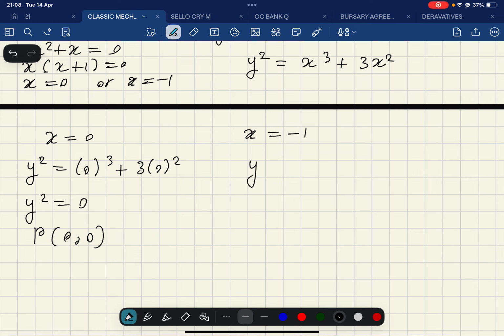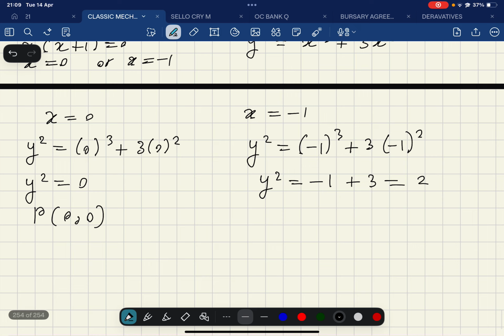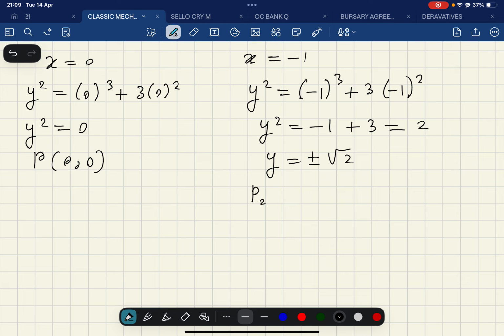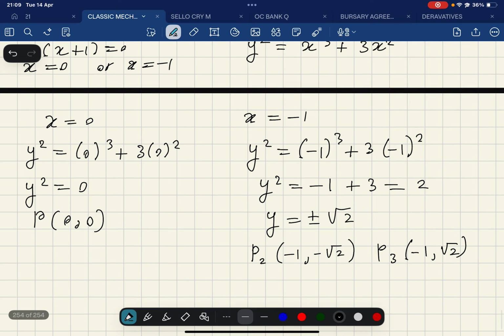Then on this side I will have y squared equal to (-1) cubed plus 3 into (-1) squared, which means my y squared will be equal to -1 plus 3, which is equal to 2. So the answer will be plus or minus the square root of 2, which means the second point will be (-1, -√2), and then the third point will be (-1, +√2). That's how you give them the points.